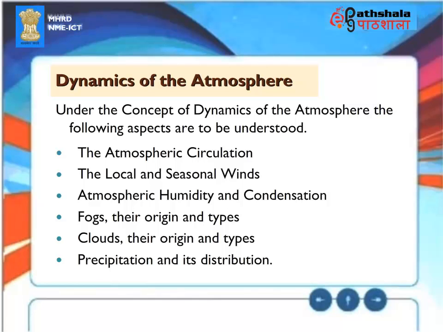Dynamics of the atmosphere. Under the concept of dynamics of the atmosphere, the following aspects are to be understood: the atmospheric circulation, the local and seasonal winds, atmospheric humidity and condensation, fogs, their origin and types, clouds, their origin and types, precipitation and its distribution.